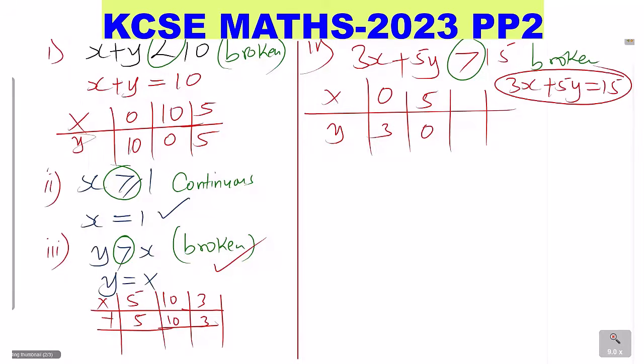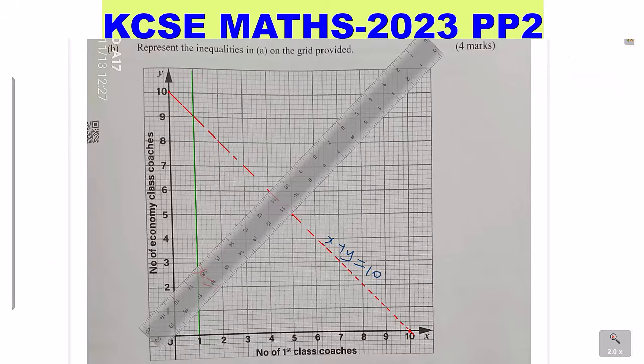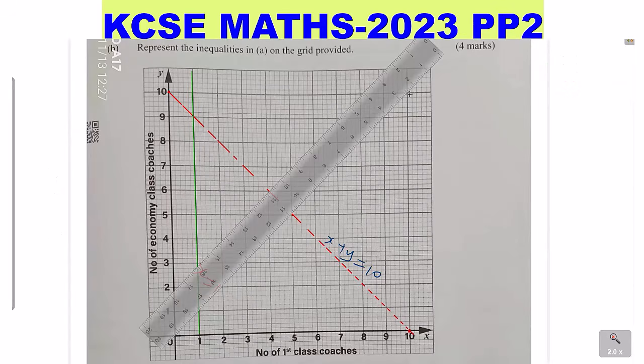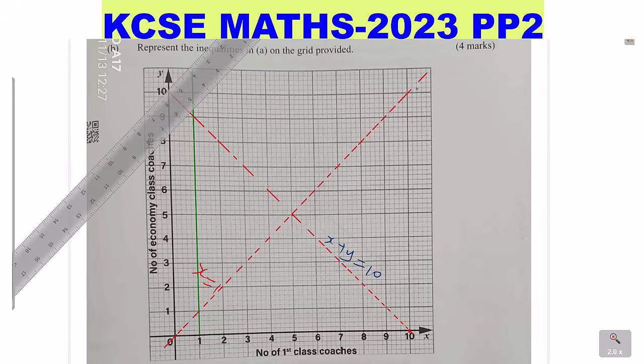You can take any points. If you plot 5, 5, 10, 10, y is equal to x. So y is equivalent to the value of x: 3, 3, and so on. But you don't need to do that. Just know that y is equal to x is the line that passes exactly between the x and the y axis. And that line is supposed to be broken. So that is the line y is equal to x.